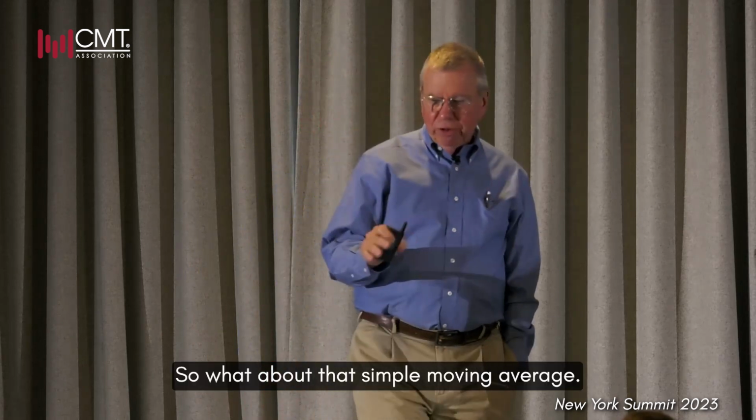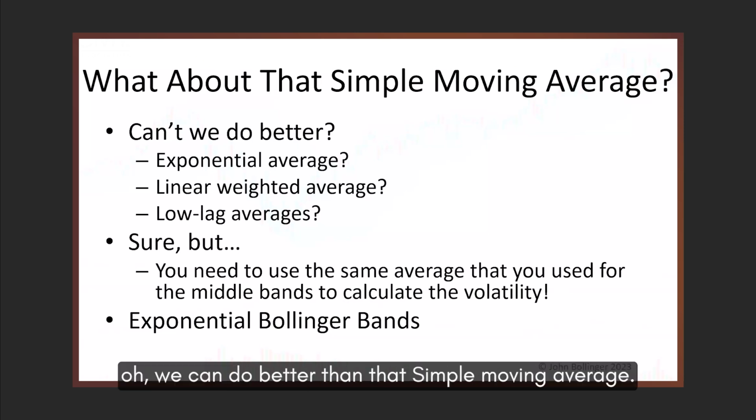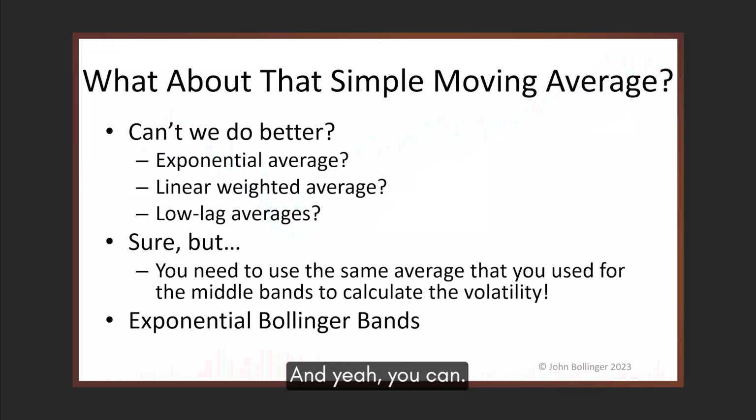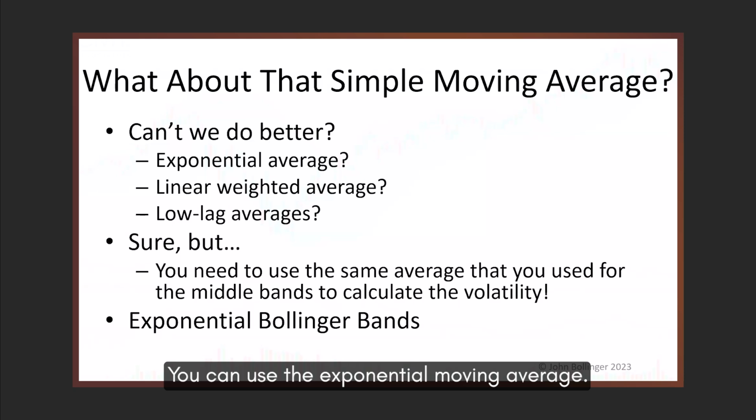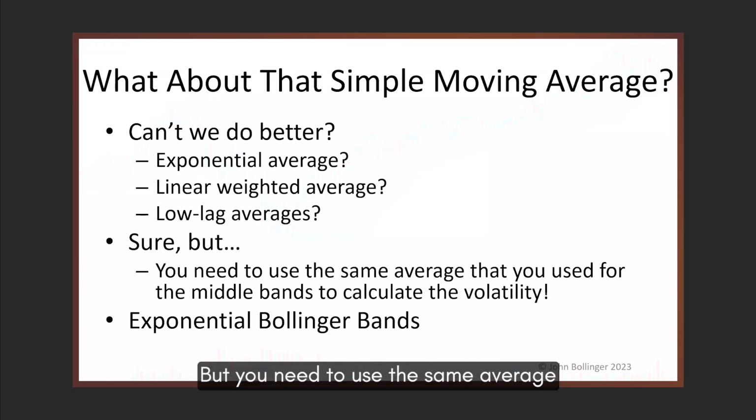So what about that simple moving average? That's the most often asked question I get about Bollinger Bands. They look and they say, oh, we can do better than that simple moving average. And yeah, you can. You can use exponential moving average, you can use linear weighted moving averages, and you can use low lag moving averages. Sure, that's absolutely true, and that's fine. But you need to use the same average that you used for the middle band to calculate the volatility.